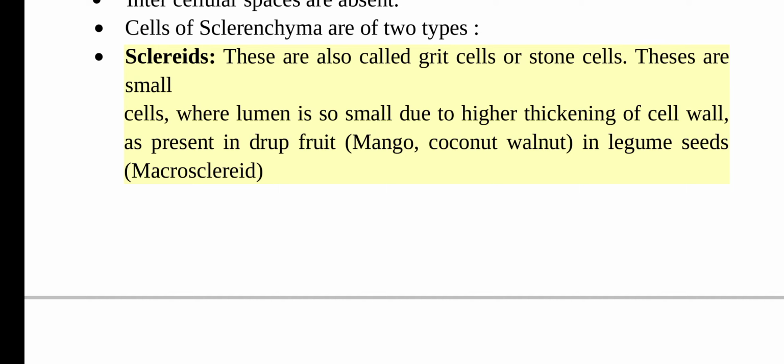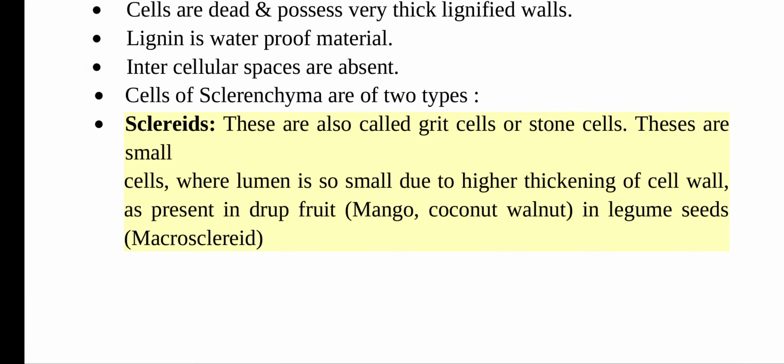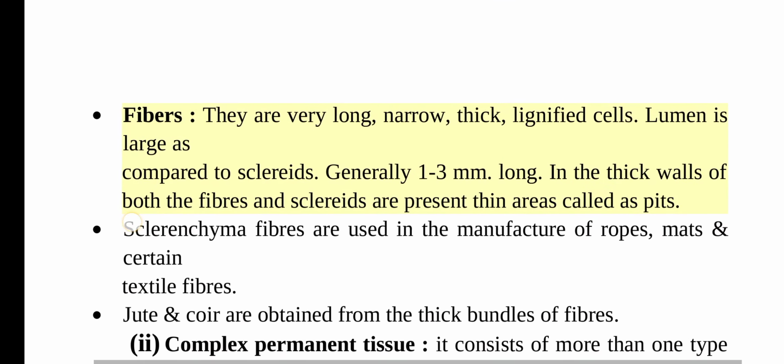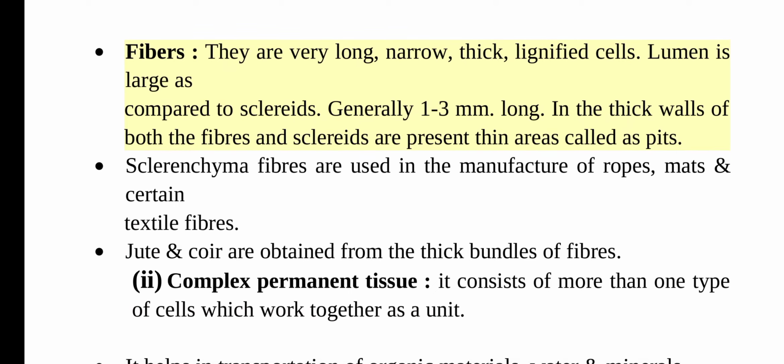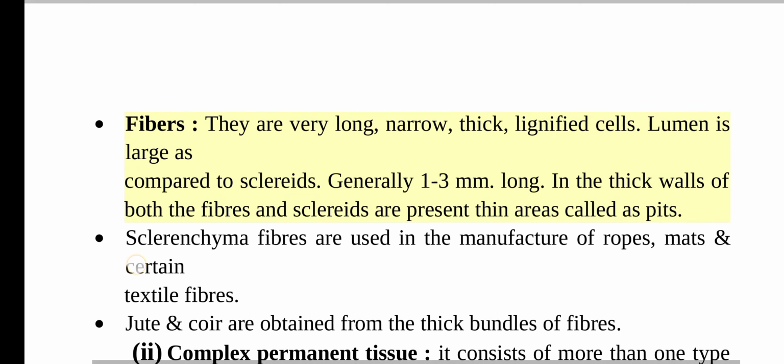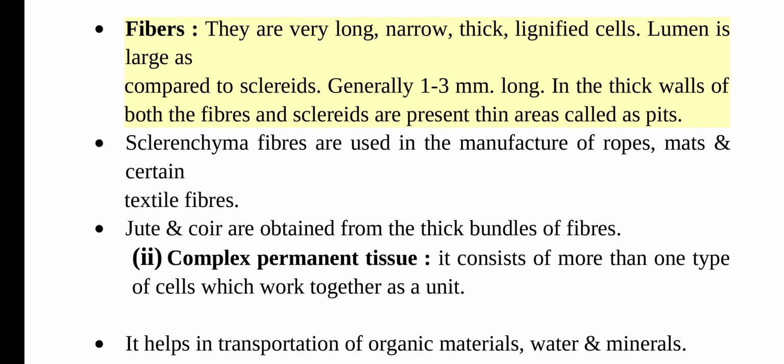Sclereids, these are also called grit cells or stone cells. These are small cells where the lumen is so small due to higher thickening of the cell wall, as present in drupe fruit, mango, coconut, walnut, and in legume seeds, macrosclereids. Fibers, they are very long, narrow, thick, lignified cells. Lumen is large as compared to sclereids. Generally 1-3 mm long. In the thick walls of both the fibers and sclereids are present thin areas called pits.